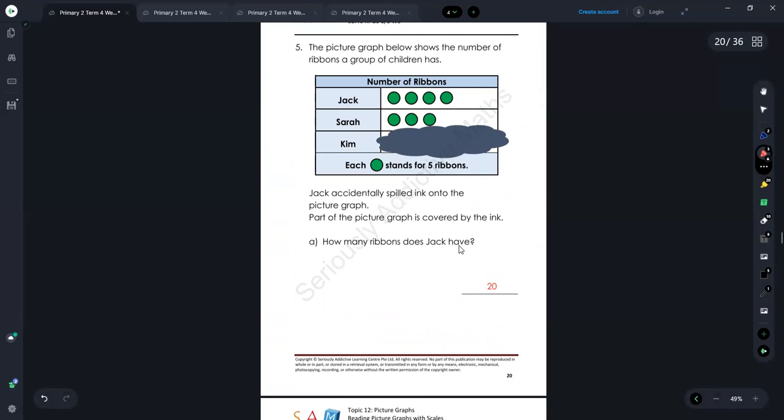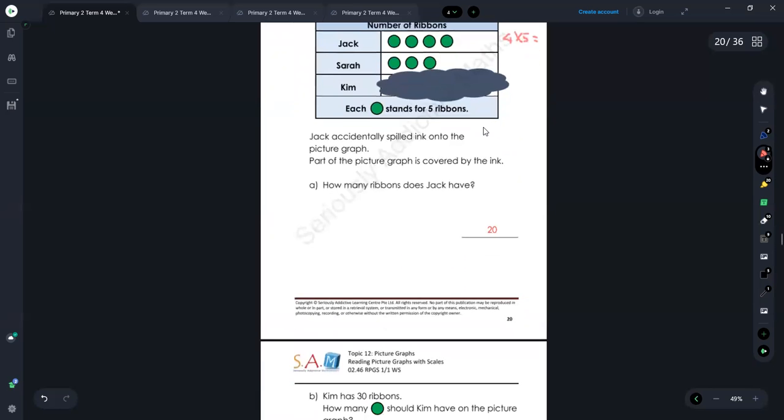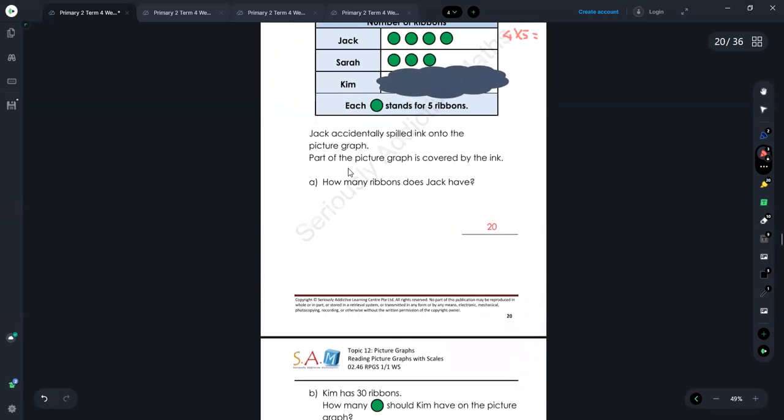How many ribbons does Jack have? Each circle stands for 5. So 4 times 5 equals 20, right? 4 times 5 equals 20. So get them to write the answer on the step. Now, Kim has 30 ribbons.